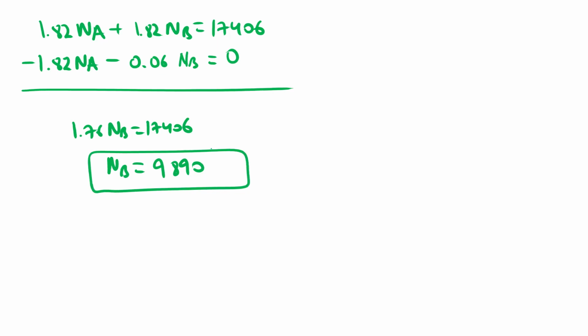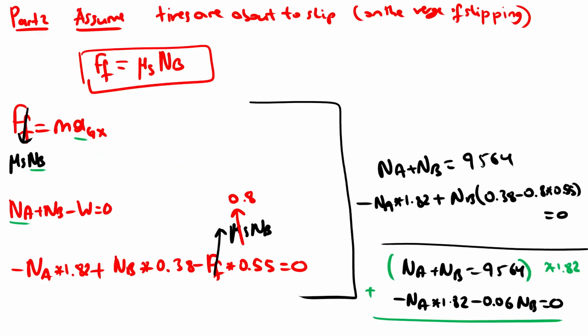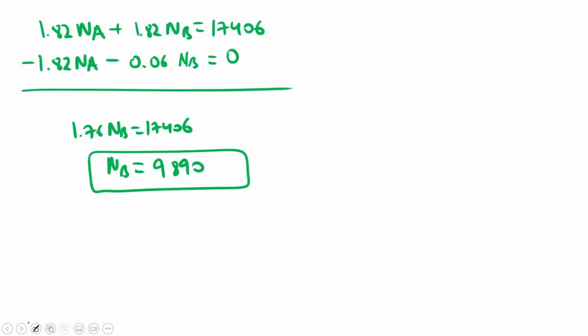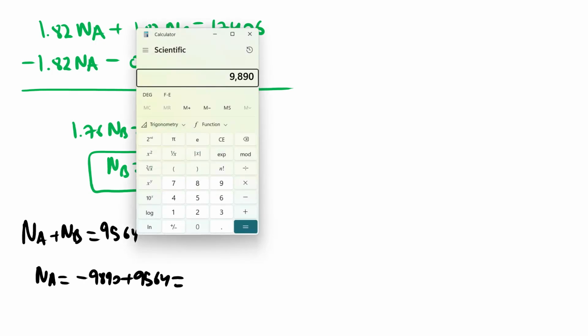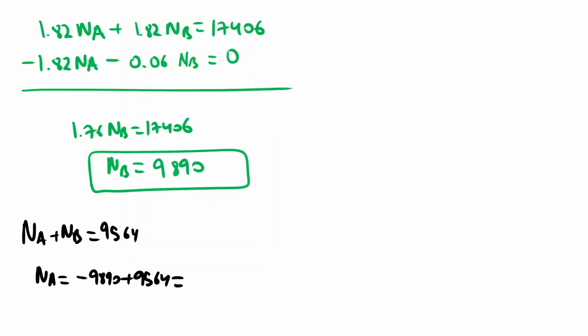And then we know that n of a plus n of b is 9564. So I will just go back here. N of a plus n of b is 9564. And from here, n of a will be negative 9890 plus 9564. So 9564 minus 9890. That is negative 326 Newton.